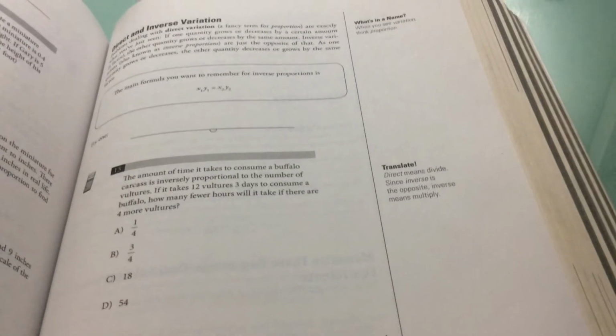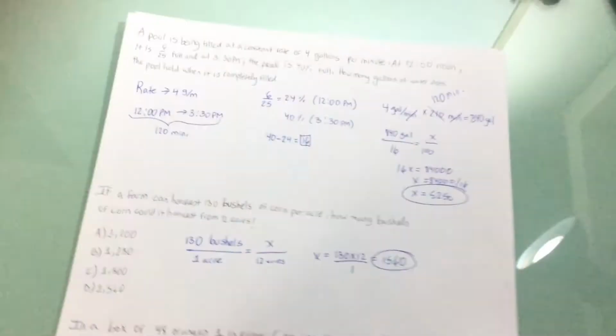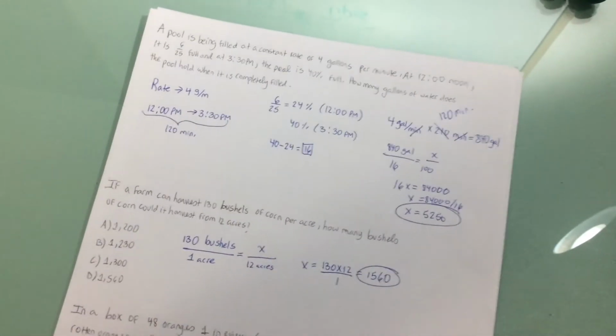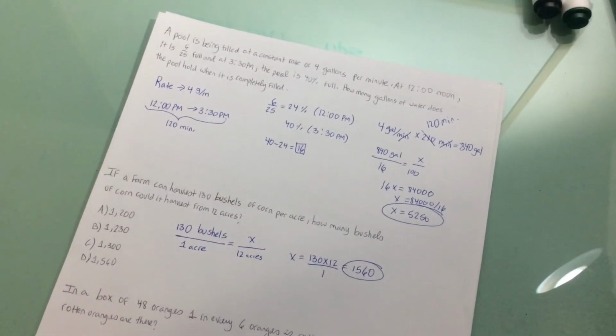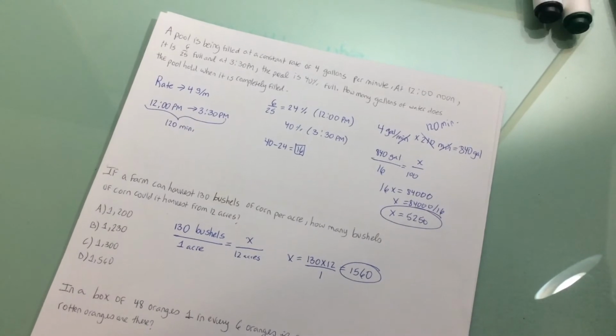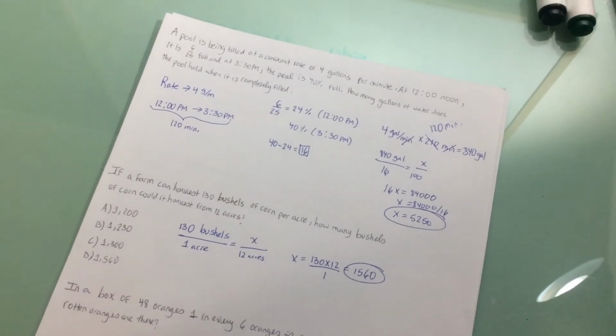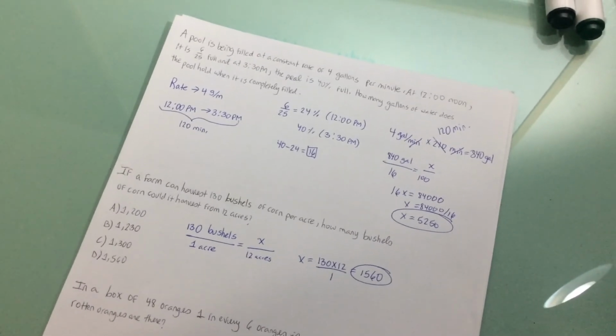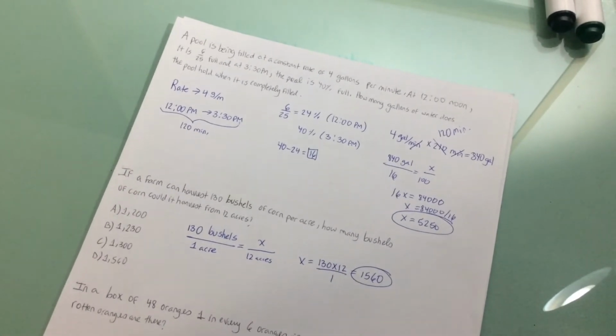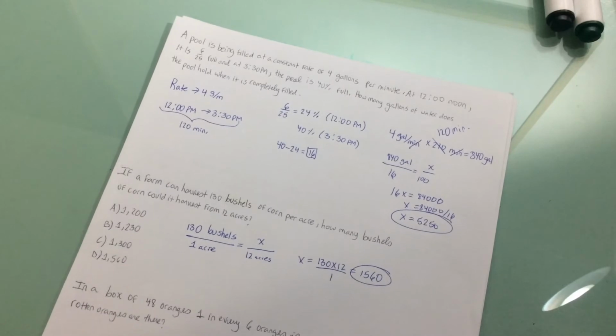Well, okay, guys, that's direct and inverse variation. I am going to do a bit of that later. Okay, guys, as you can watch here are more problems related with the SAT. A pool is filled at a constant rate of 4 gallons per minute. At 12 noon, it is 6/25 full, and at 3:30, the pool is 40% full. How many gallons of water does the pool hold when it is completely filled?